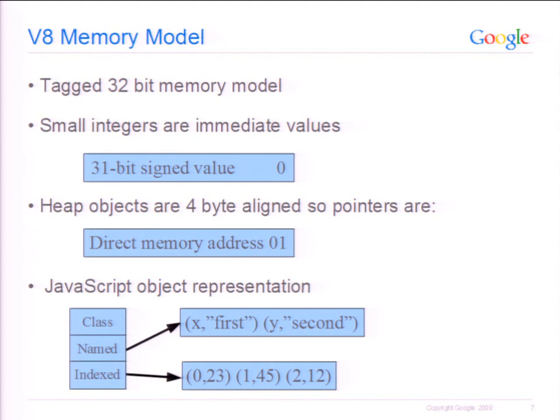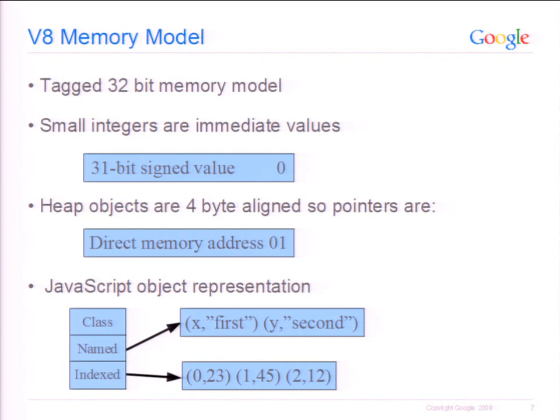So small integers are immediate, and object pointers are tagged in a certain way, so the last few bits are 0, 1. So that's the reason why we can distinguish pointers to heap objects compared to what is a small integer. JavaScript objects are represented like this.